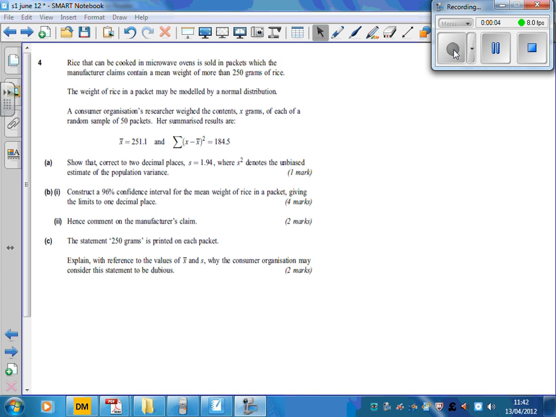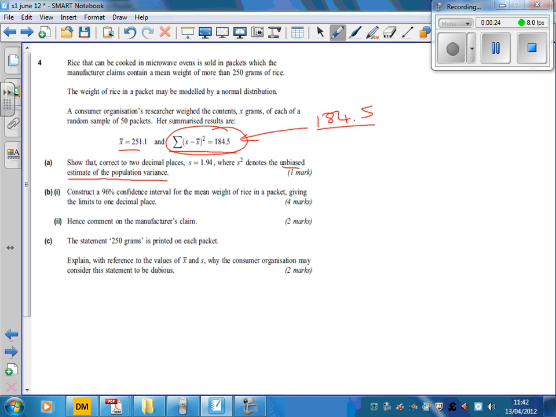Question 4, we should be used to this sort of data being presented to us. This is the figure we're going to be using to find out the variance. And as we're finding an estimate of the population variance, it's this value here divided by n take away 1 that we're trying to find. So we're dividing by 49, and that will give us what our population variance would estimate to be.